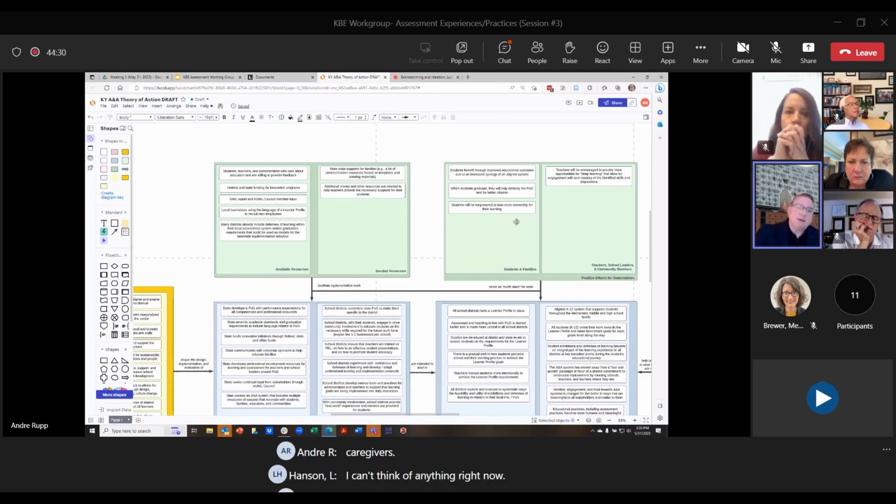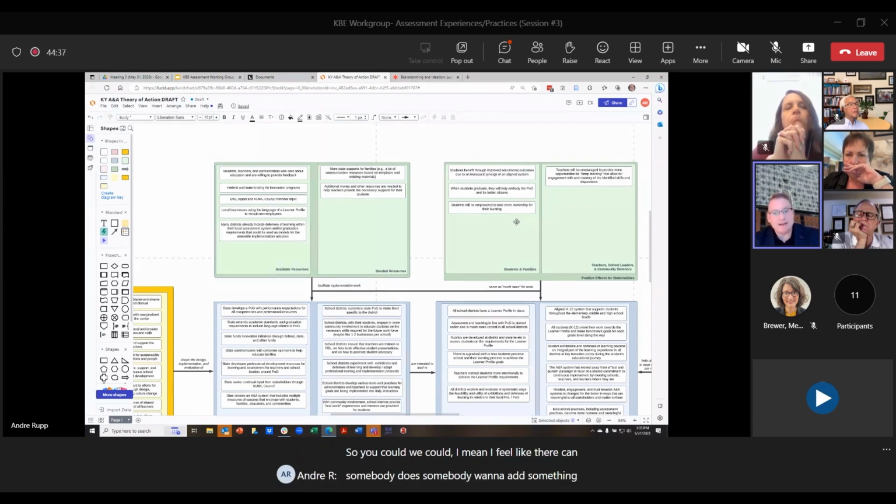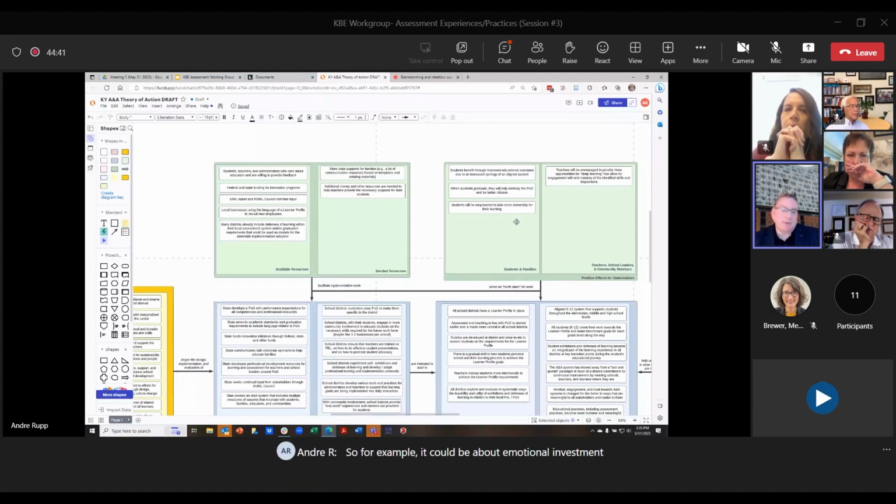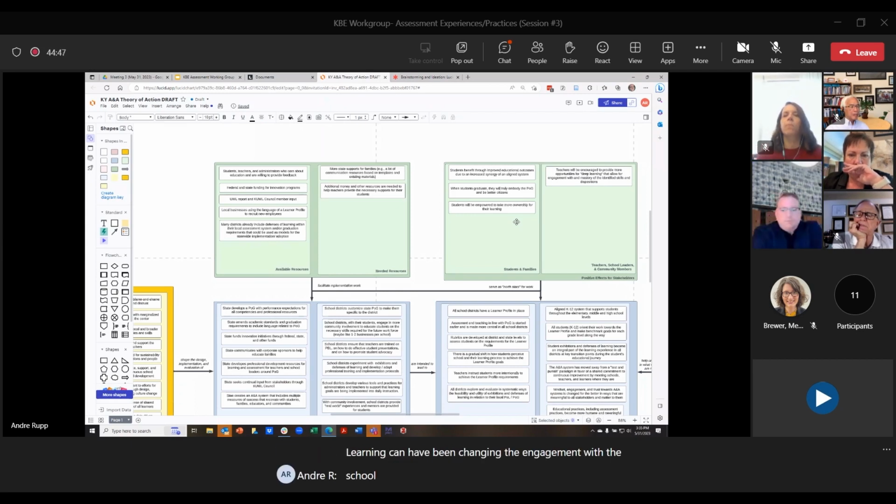Well, in many ways, these 3 are all about students, right? So we could, I mean, does somebody want to add something for families and caregivers? So for example, it could be about emotional investment, could be about getting tools that support the students' learning, can be changing the engagement with the school. I mean, it's a lot.